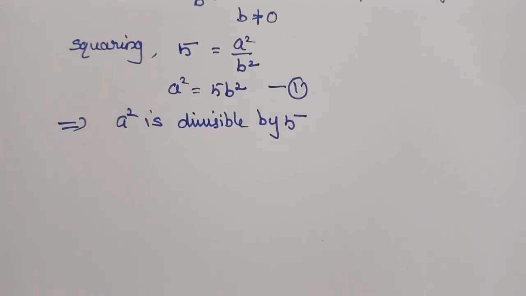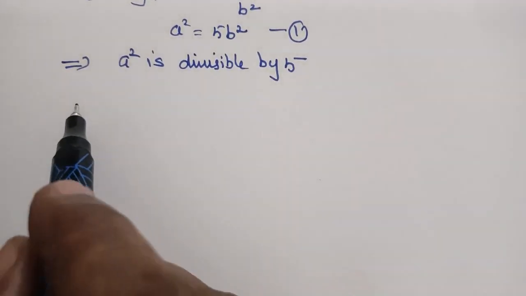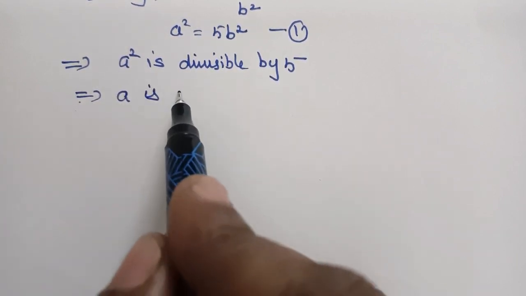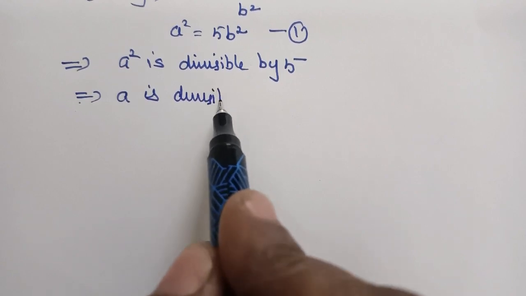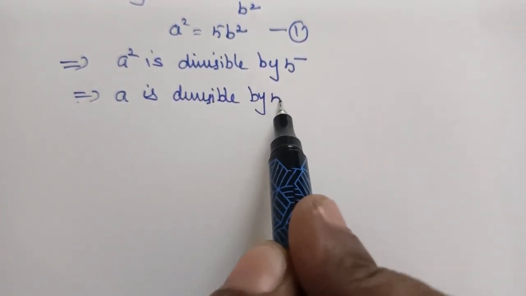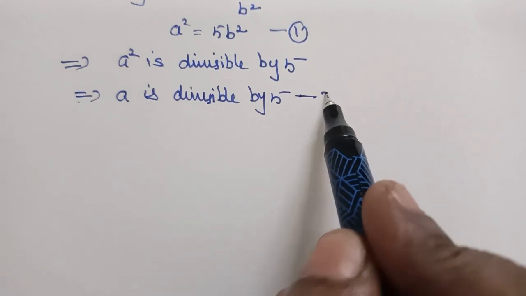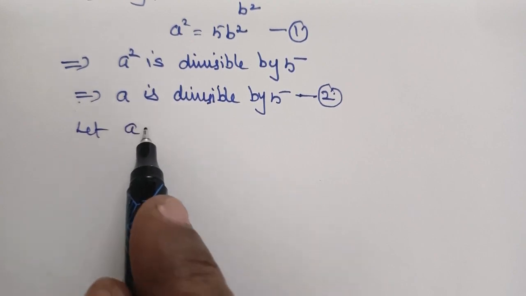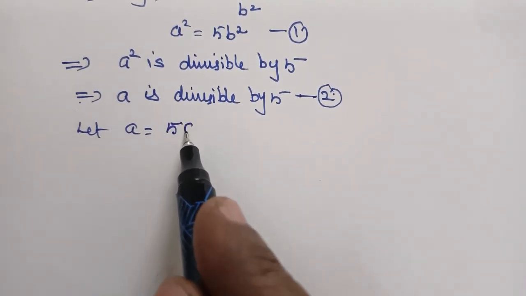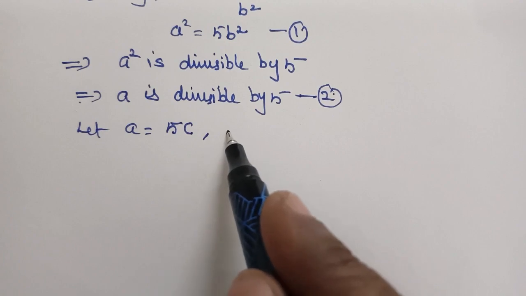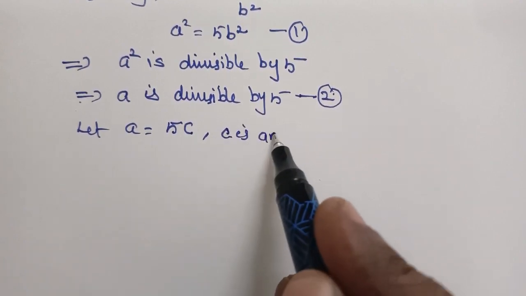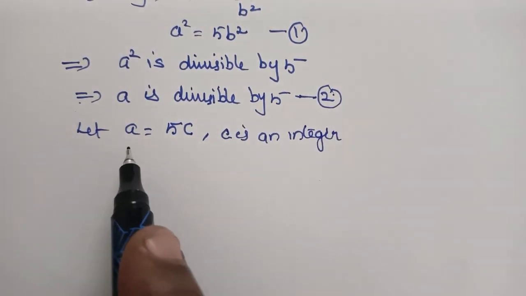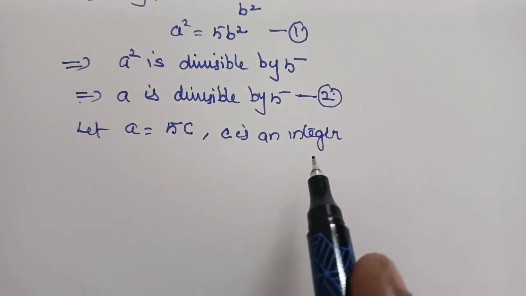Since a square is divisible by 5, we get a is divisible by 5. Number this result as 2. Now let a equal to 5 into some number, say c, where c is an integer. Let us take a equal to 5c, where c is an integer.